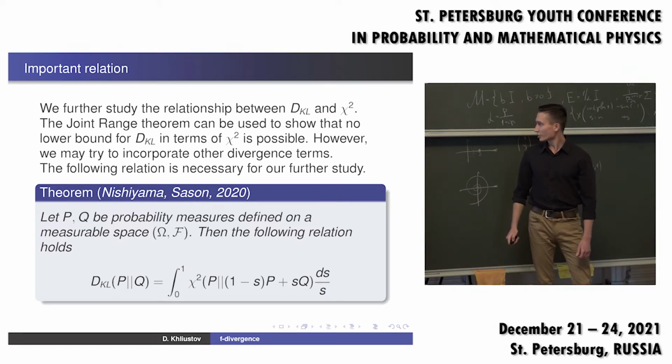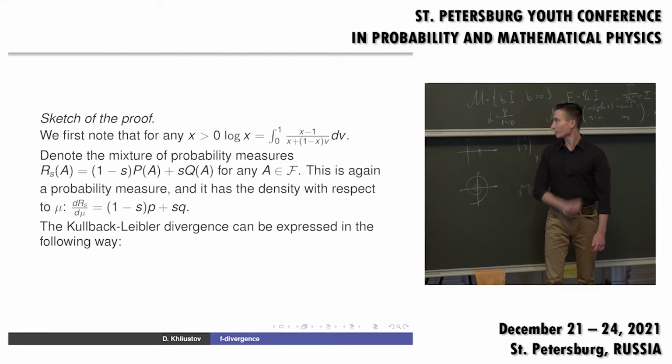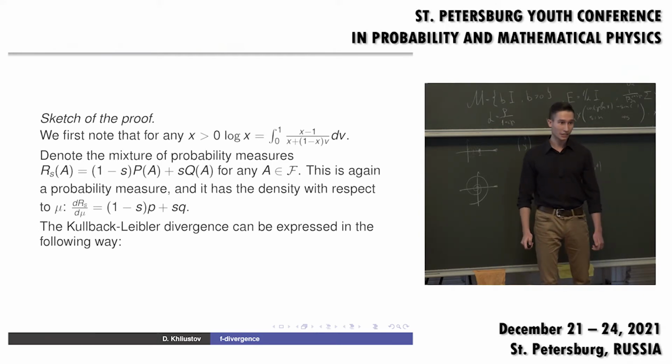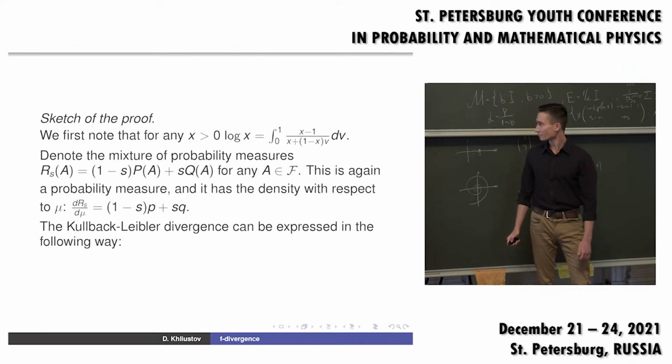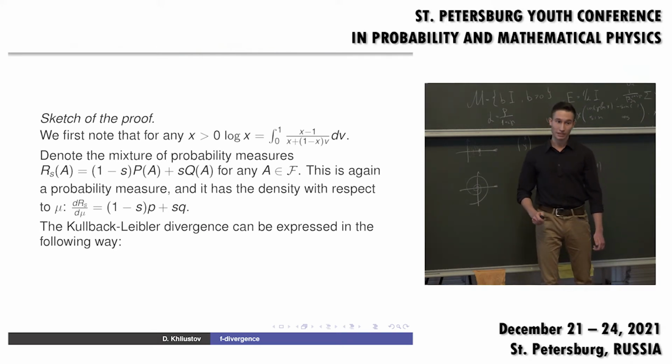It's just the relationship between Kullback-Leibler and chi-square in an integral form. To prove this, first note that the logarithm of a positive number can be expanded in the following way, by integral. This can be checked directly by integration. Now, introduce the following measure as a mixture of two measures p and q. Note that it will also have a Radon-Nikodym derivative with respect to the same measure mu, and densities can be expressed explicitly.